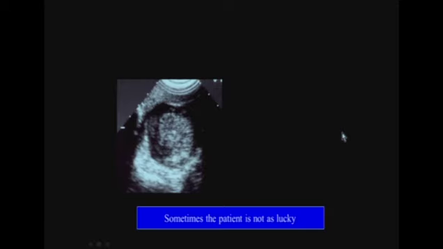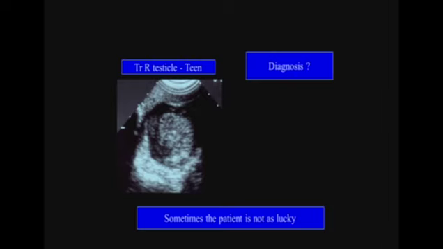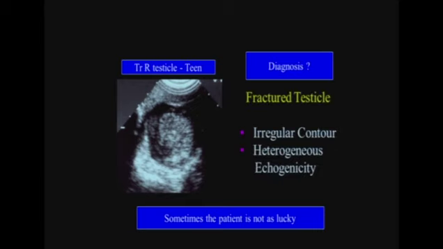This is a patient who was not as lucky. This was a teenager who had a, in quotes, friend who attacked him with a hammer. Has an irregular shape to the testicle. It's irregular contour. It's heterogeneous echogenicity. Indicates fracture.